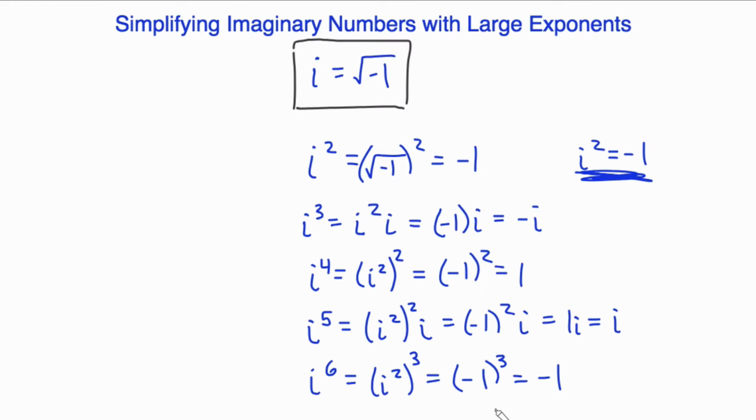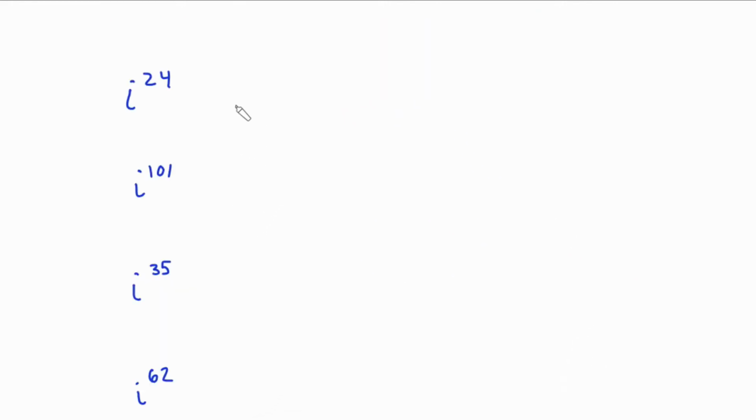So let's move on and do some with larger exponents now. Let's start out with i to the 24th. And remember, for all of these, we want to use the fact that i squared equals -1. That's our simplifying superpower here. So with i to the 24th, we want to rewrite this as i squared to the 12th, since 2 times 12 is 24. So i squared is -1 to the 12th. Since that's an even power, all the negatives will cancel out, and we'll just get 1.